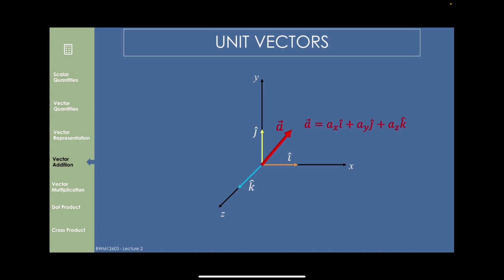In this example, you will notice that there are no overhead arrows on ax, ay, or az. The reason is, here ax is the magnitude of the x component, ay is the magnitude of the y component, and az is the magnitude of the z component, and their directions are represented with i, j, and k. Meaning this magnitude along the x-axis, this magnitude along the y-axis, and this magnitude along the z-axis.